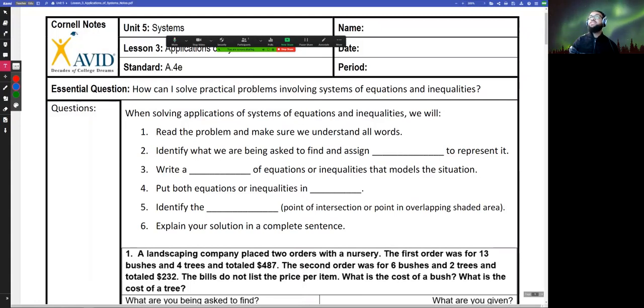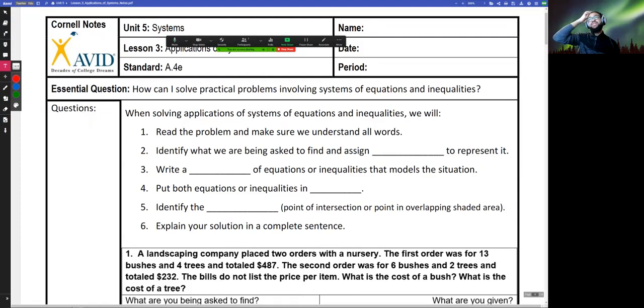All right, so solving these is going to be very similar to what we've done in the past, solving any type of application problem. We only have two new steps: to write the system out and then put that system into decimals. But let's get started with our essential question: how can I solve practical problems involving systems of equations and inequalities? We've got 6 steps. 2 of those are new. The other 4 are pretty much the same as what we've done before.